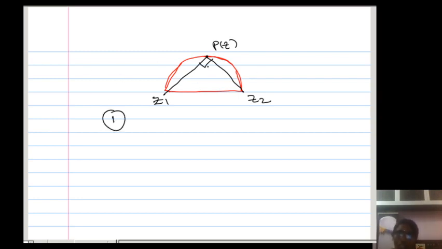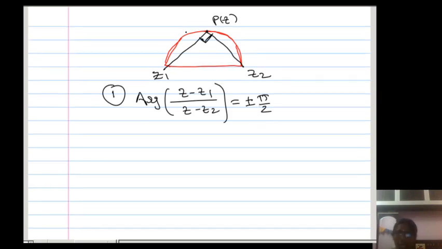So, two points we are discussing here. First point, what is the angle here? 90 degrees. So the argument of (Z minus Z1) by (Z minus Z2) is equal to plus or minus pi by 2, because they are perpendicular. Z minus Z1 and Z minus Z2 are perpendicular, so the angle is 90 degrees. You understand.